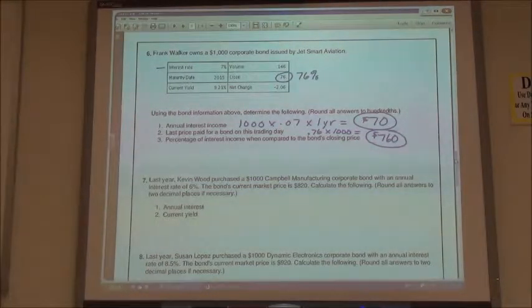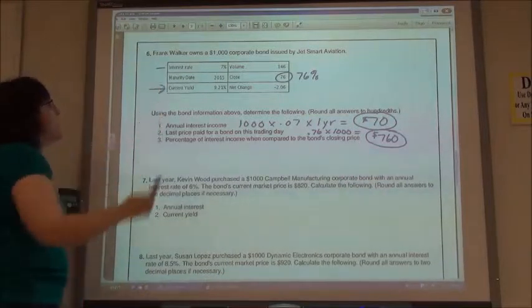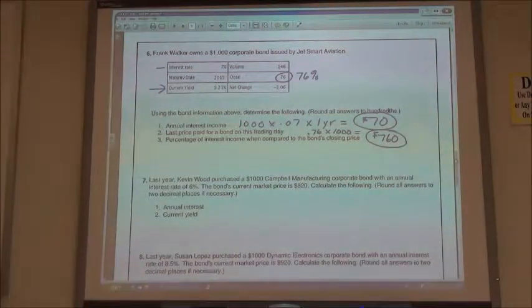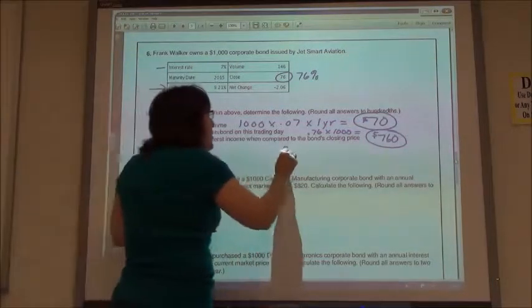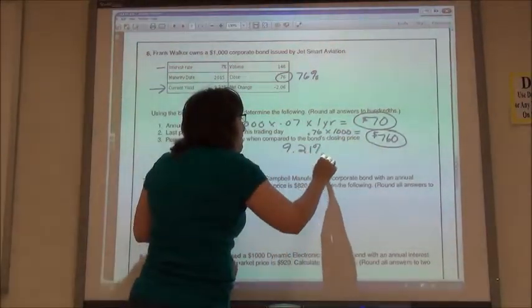And then it says the percentage of interest income when compared to the bond's closing price. The percentage of interest income compared to the bond's closing price is the current yield. That's what current yield is. And so your current yield there is just 9.21%. And so we're just reading that one off the table.